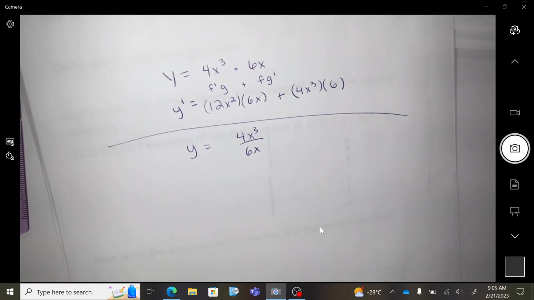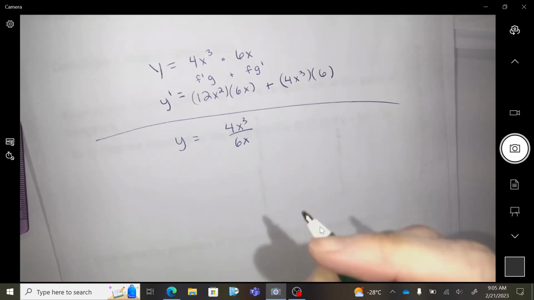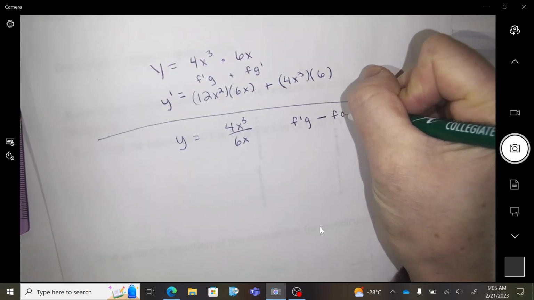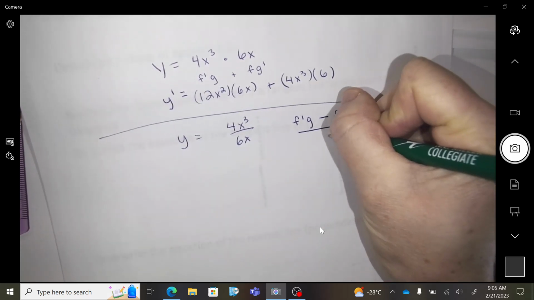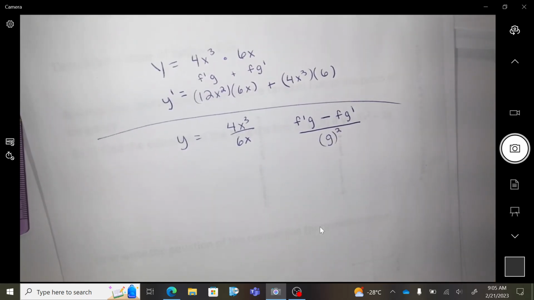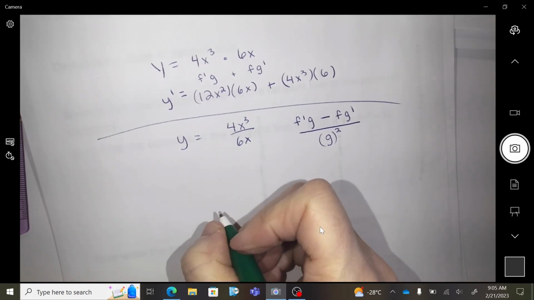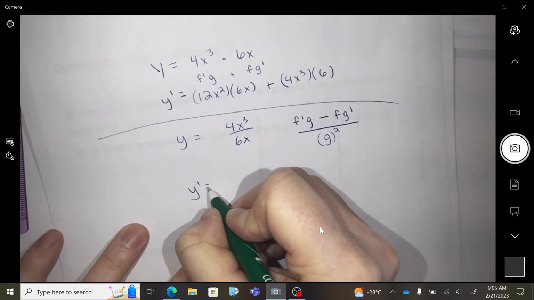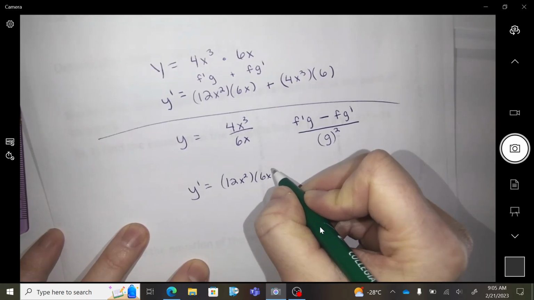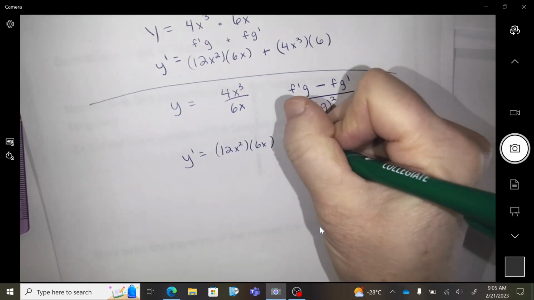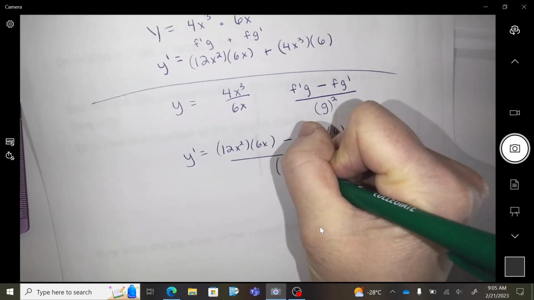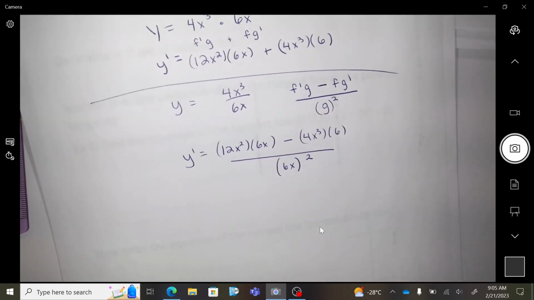Okay, the quotient. Do you remember the rule? Derive, keep, minus keep, derive, over the original squared. Okay? So if I derive it, it would look like this. So 12x squared times 6x, the original, subtract the original times the derivative, over the original squared.